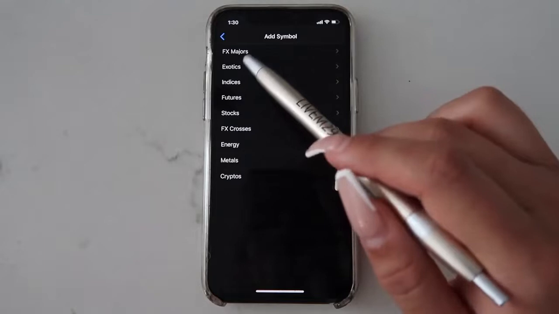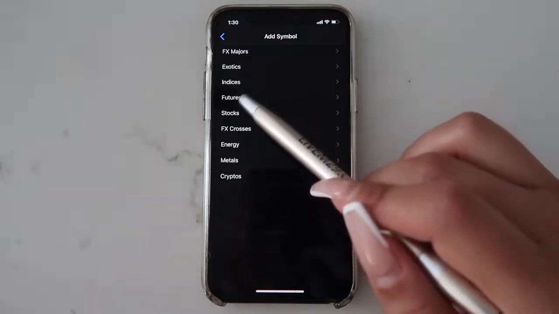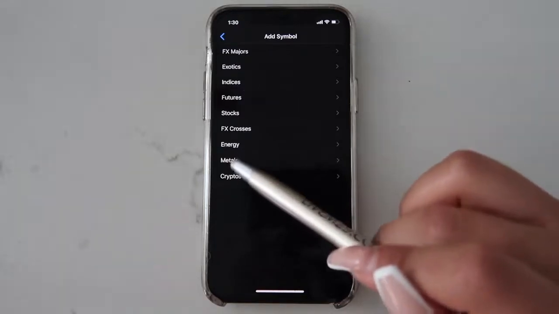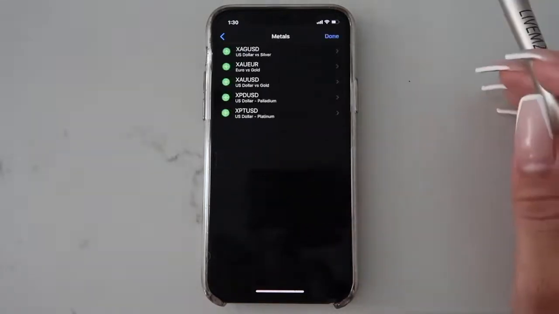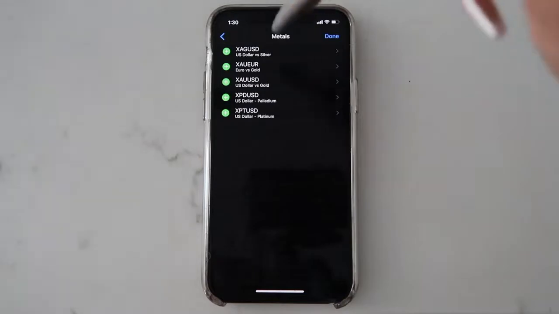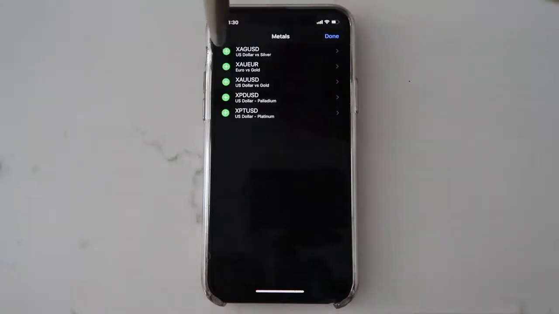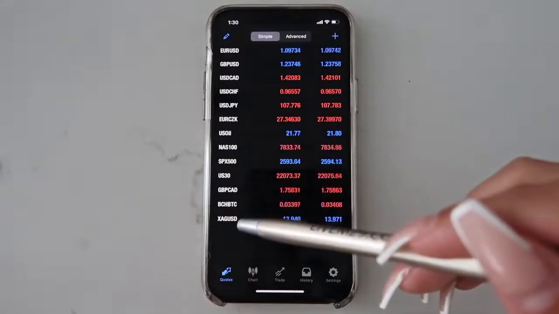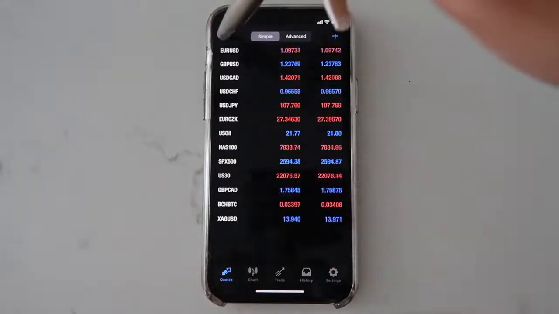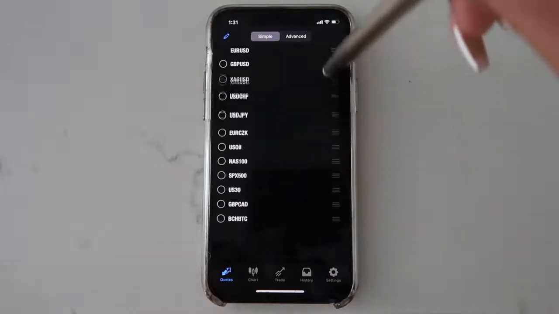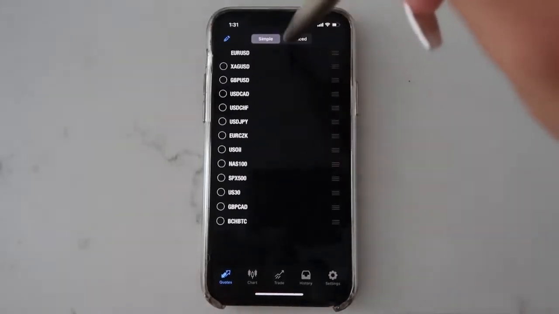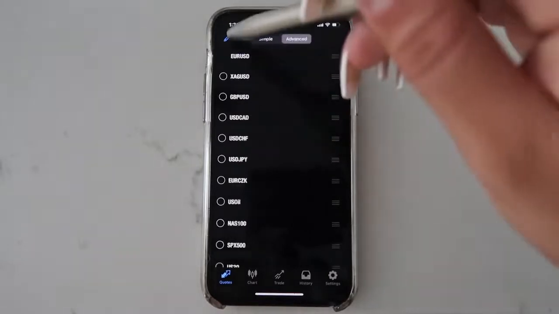So you have your FX majors, exotics, indices, futures, stocks, FX crosses, energies, metals, and crypto. So let's say I wanted to trade the US dollar versus the silver and it wasn't already on my list. I'm going to add it, click done, and it's going to be the pair at the very bottom. And you can always move and adjust pairs for your preference.